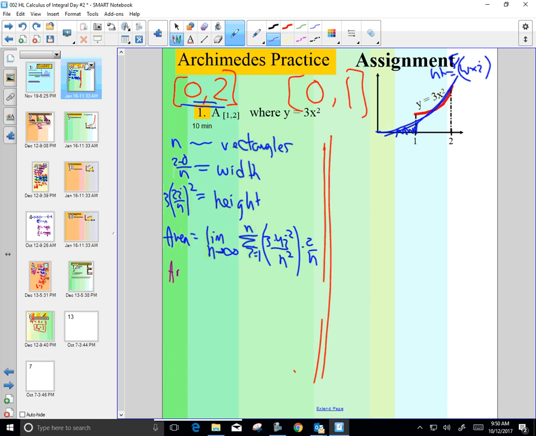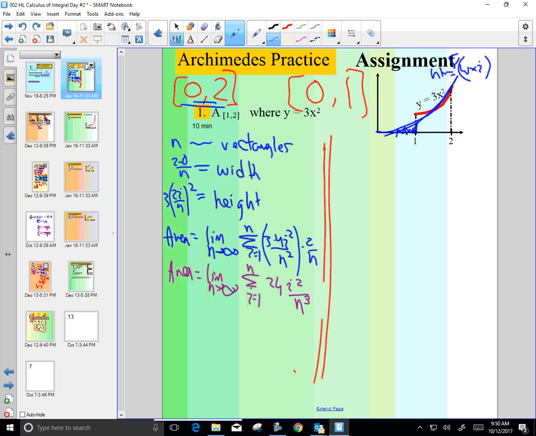Let me simplify this one. Area equals limit n approaches infinity. Sum as I goes from 1 to n. 3 times 4 is 12. Times 2 is 24. I squared over n cubed. And we'll finish that in a little bit.